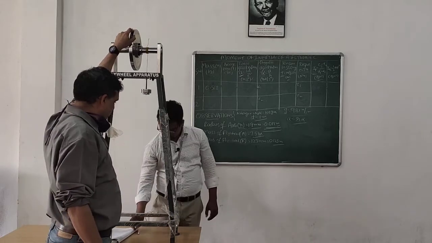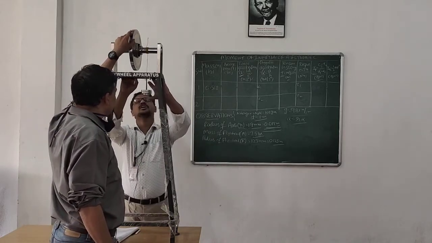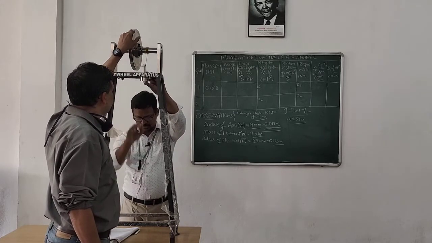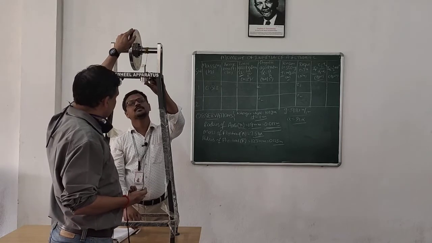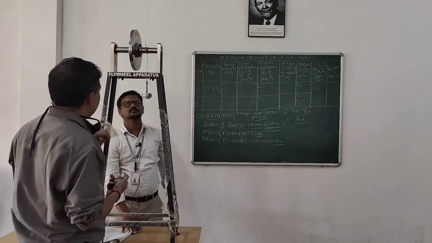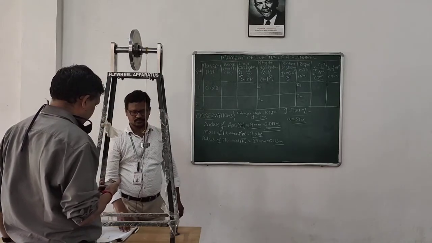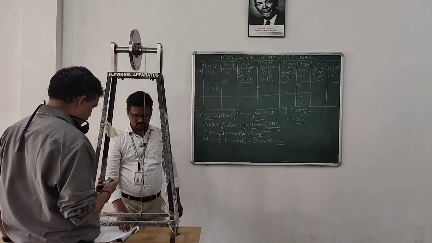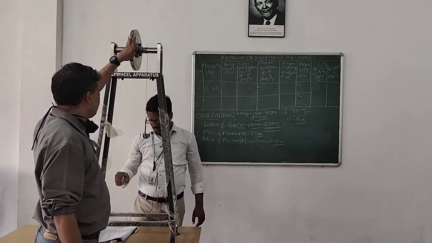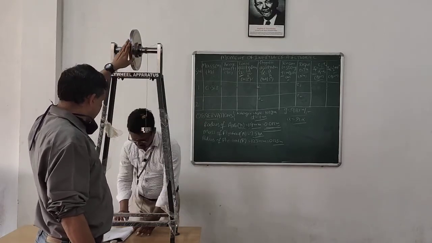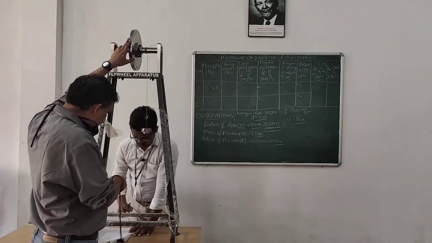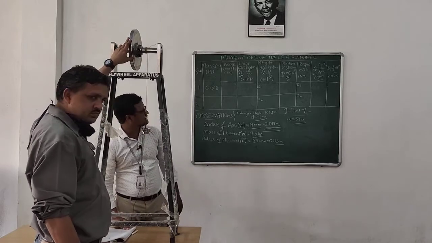Now I am measuring how much time it takes to fall from this reference plate to the floor, with the help of a stopwatch. Okay, release that. Now it reaches the floor. How much time is taken? It is 7.66 seconds.